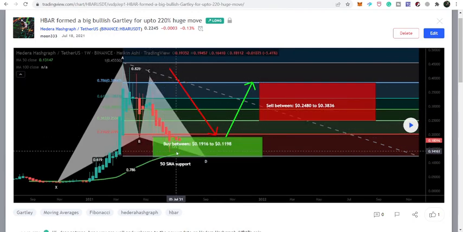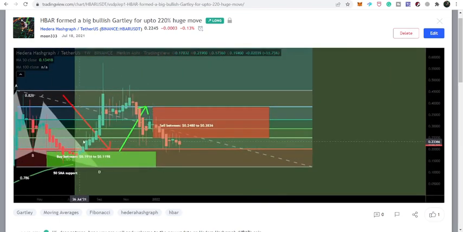We had at that time the 50 simple moving average support on the weekly time frame, and our sell targets were from 24.8 cents and goes to 38.36 cents. Now, after playing the chart, we can see that the price line rallied very well and even rallied beyond these sell targets which I defined as per this harmonic reversal move.